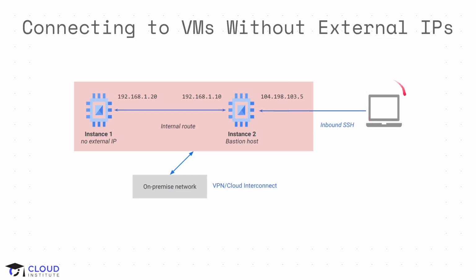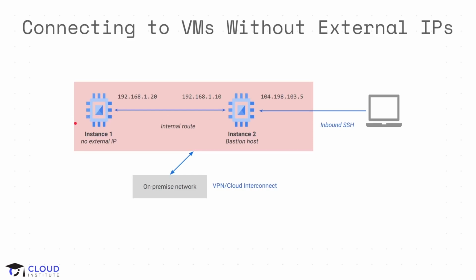So from our machine, our laptop, or our on-prem device, we will connect using SSH to the public IP of the jump machine. After connecting to it using SSH, this machine can see the private IP of the target machine. So we will make another SSH session to the instance that has no external IP, and this way we can connect to it.